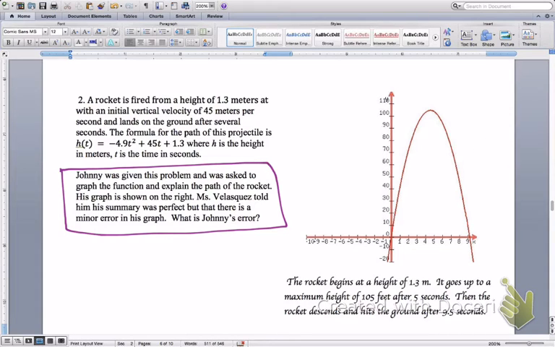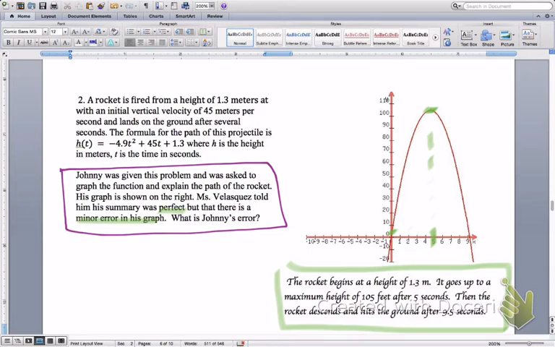Ms. Velasquez told him his summary, which is right here, was perfect, but that there is a minor error in his graph. What is Johnny's error? Let's just take a quick look at his summary. The rocket begins at a height of 1.3 meters, which is right here somewhere. It goes up to a maximum height of 105, which is right there. And the time is 5 seconds, so that's approximately the middle right there at 5 seconds. Then the rocket descends and hits the ground after 9.5 seconds. So his summary is good.